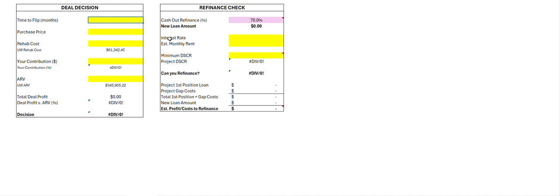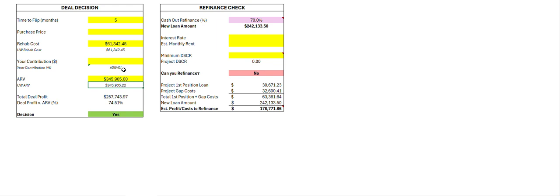So for this project, a little bit smaller. Historically, for a product of this size, we're 4.5 months, so I'm going to call it a 5-month hold. I'm going to skip purchase price here, go into what we know at this point. We know our rehab costs with our contingency is $61,342.45, and we know that our ARV is $345,905. Basically what we need to do now is enter in a price and see if it meets our minimum threshold profit wise, and that'll obviously be shown here in the decision.